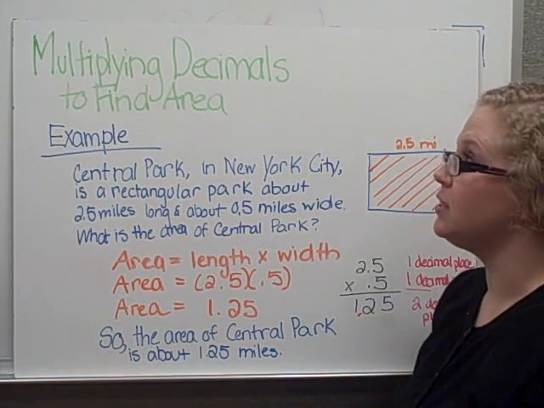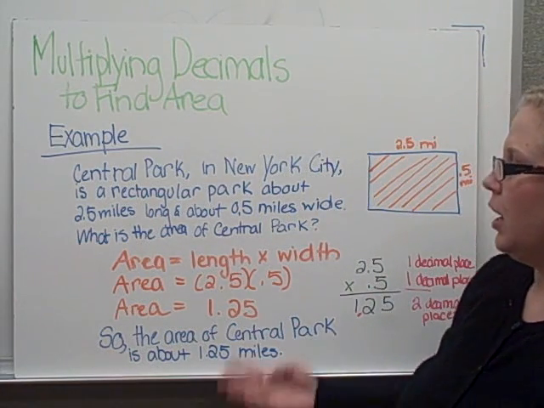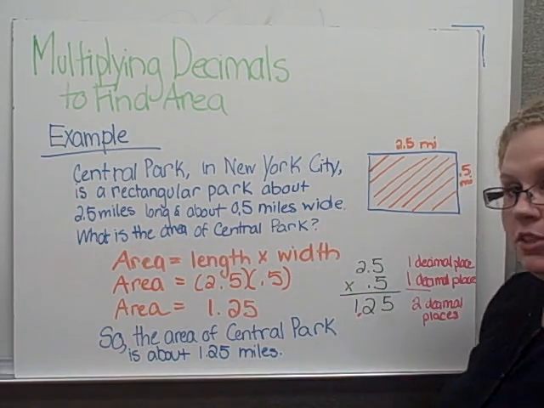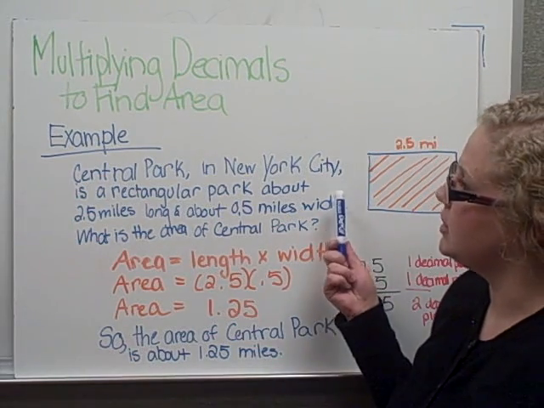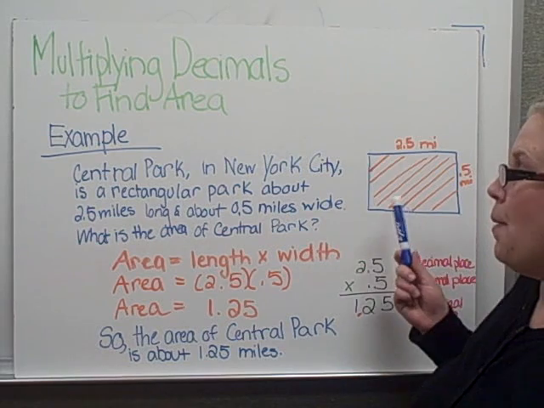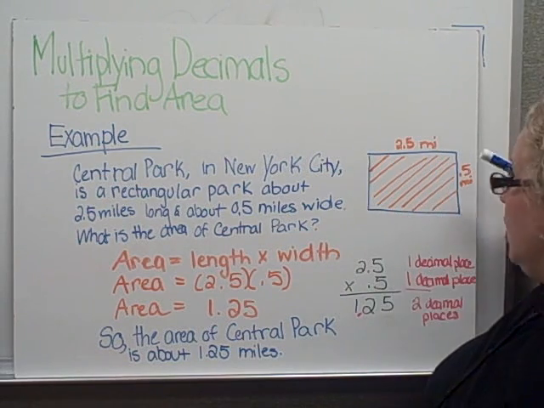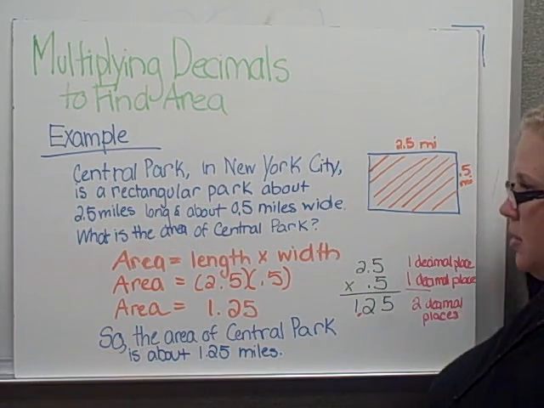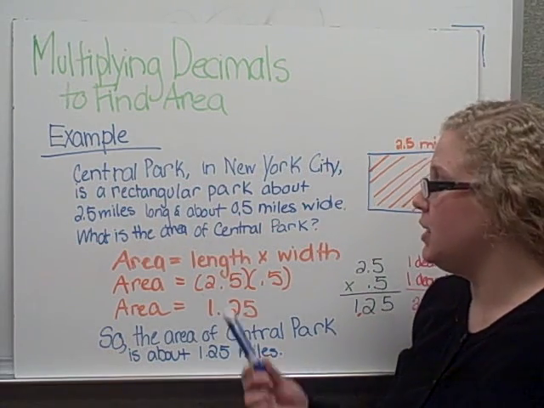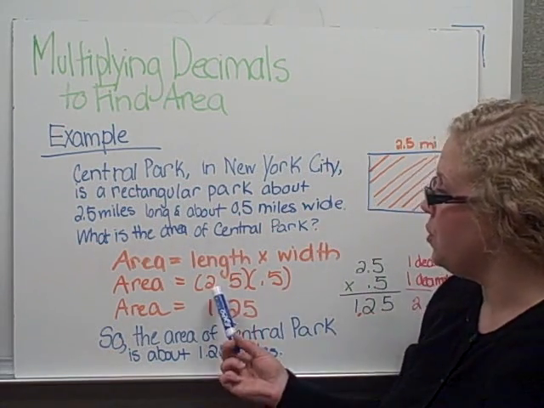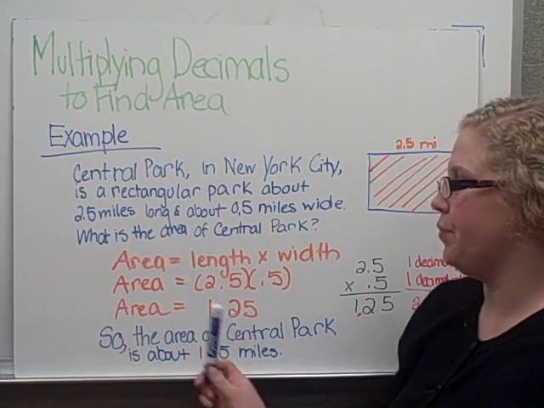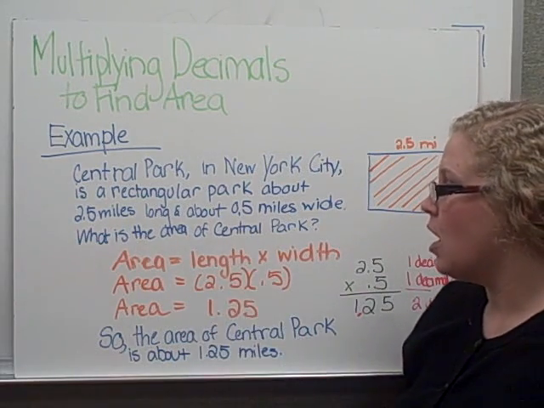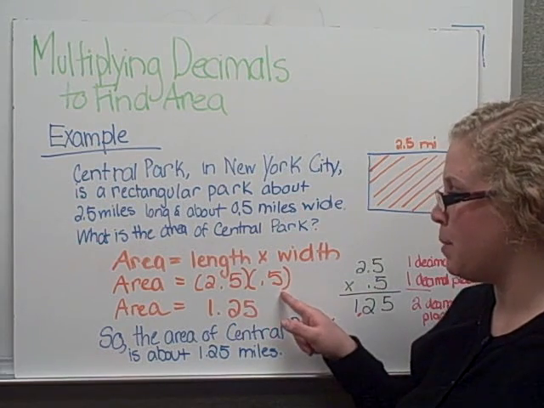Now we can multiply decimals to find areas. Here we have a word problem about Central Park. Central Park in New York City is a rectangular park about 2.5 miles long and a half mile wide. What is the area of Central Park? Well, we know that our formula for area is length times width. We know that our length is 2.5, and we know that our width is 1/2. So we can multiply 2.5 by 0.5.